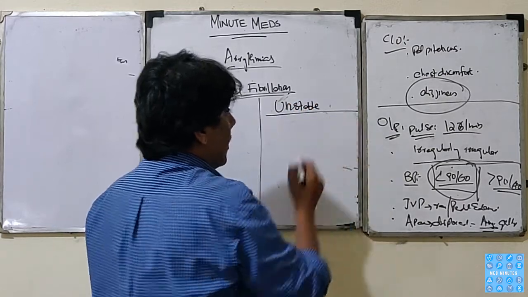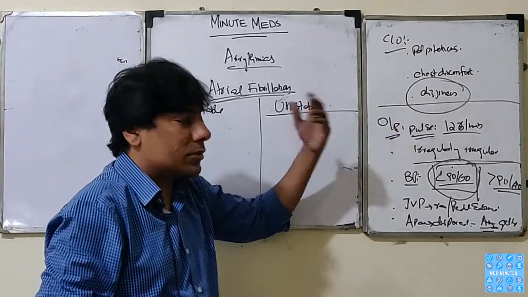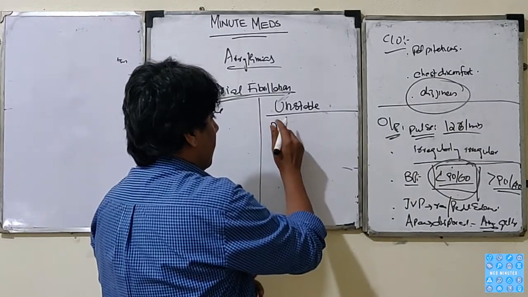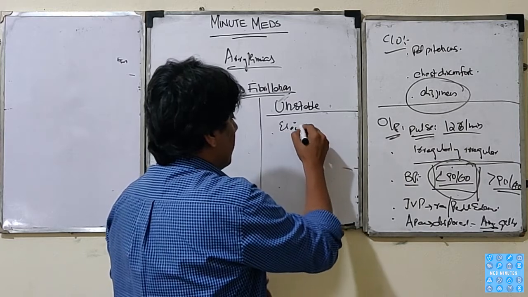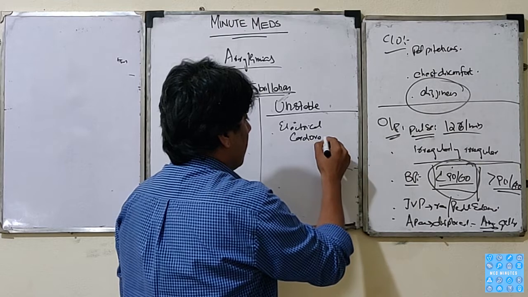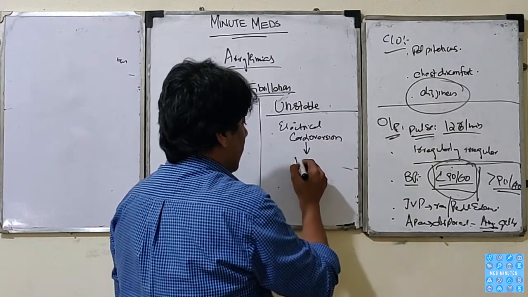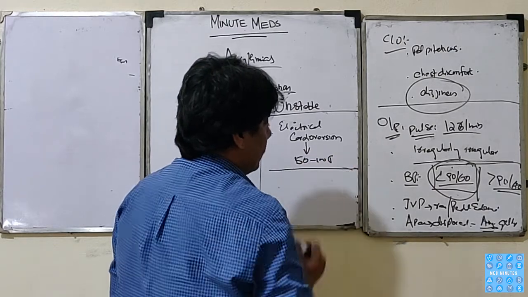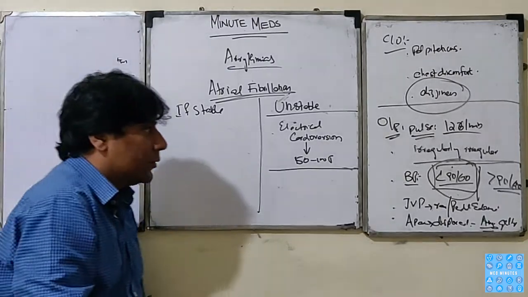Unstable. If the patient is unstable, as he has dizziness, hypotension, then we give DC cardioversion, electrical cardioversion, in about 50 to 100 joules.